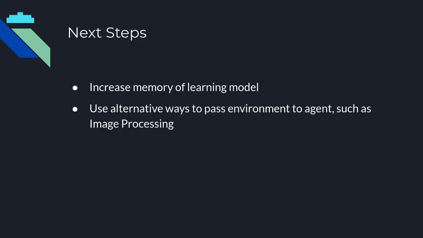The next steps, though, I would definitely like to increase the memory of the model, just because our model was not very defensive. And so I'd like to increase the range of the memory to hopefully make it a little bit more defensive. I would also like to use different ways of passing the environment to the agent, using image processing, which would make it a little bit better translation to games that aren't necessarily built in Python.